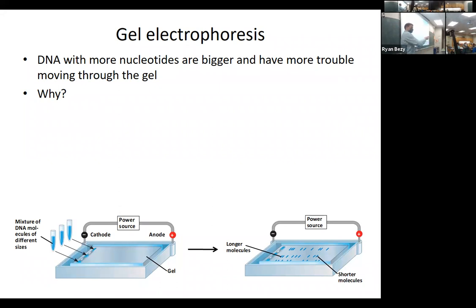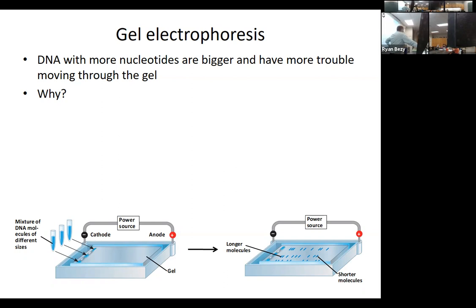Why are they going to have more trouble moving through the gel? Does anybody know? I'll use my analogy here. Say you have a forest of trees. Trees are pretty thick, it's a very crowded forest. What's going to move easier through the forest, a mouse or an elephant?